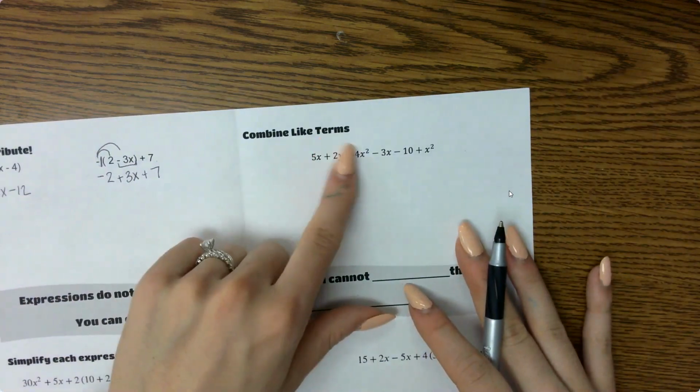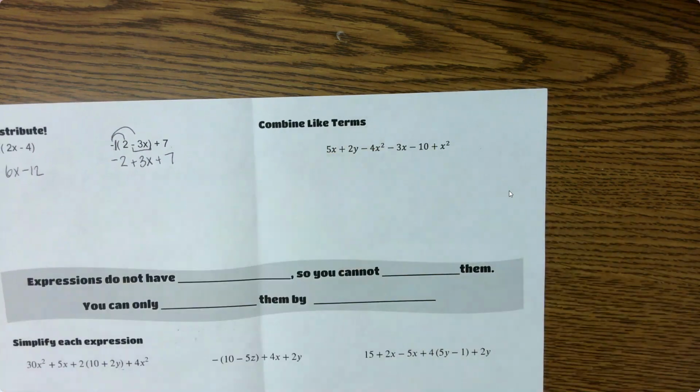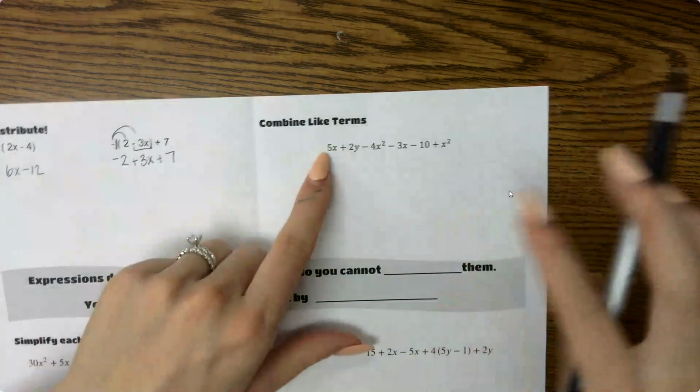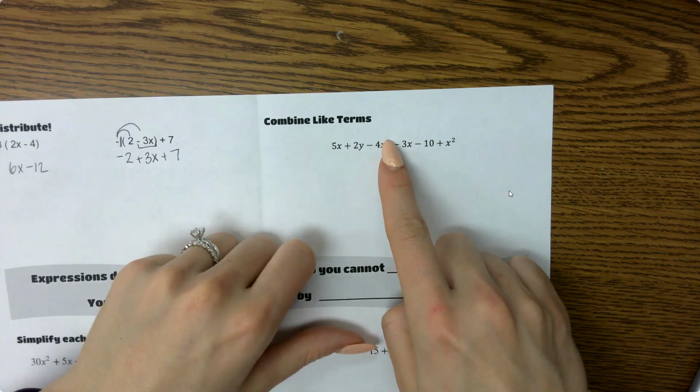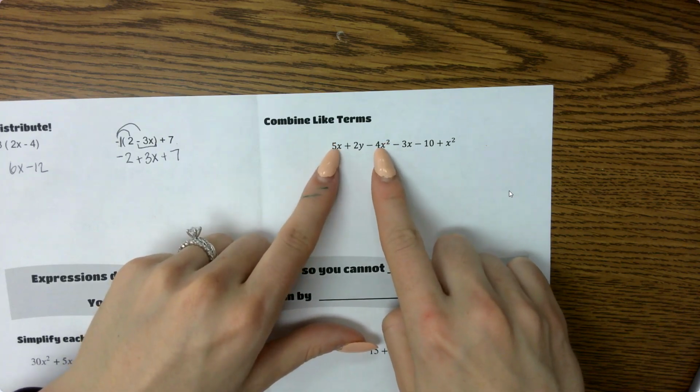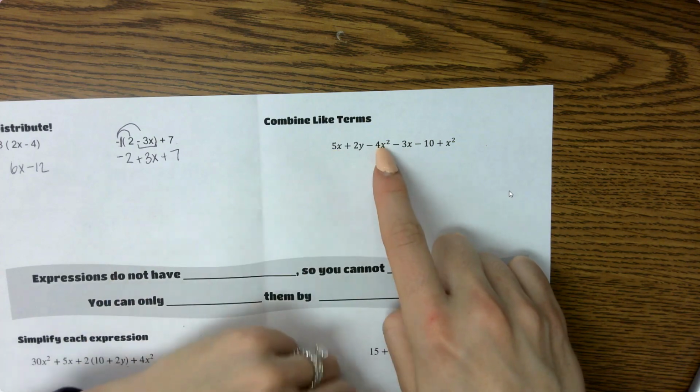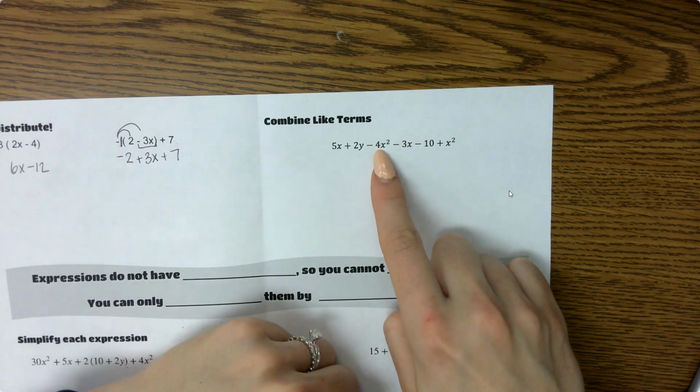We're going to talk about combining like terms. So remember, when we talk about like terms, these are things that have the same letter and the same exponent. So although these both have x's, this term has an exponent of 2 and this one is not. So these two are not like terms. I want you to think about which term we could combine with -4x squared. Which one has the same letter and the same exponent?